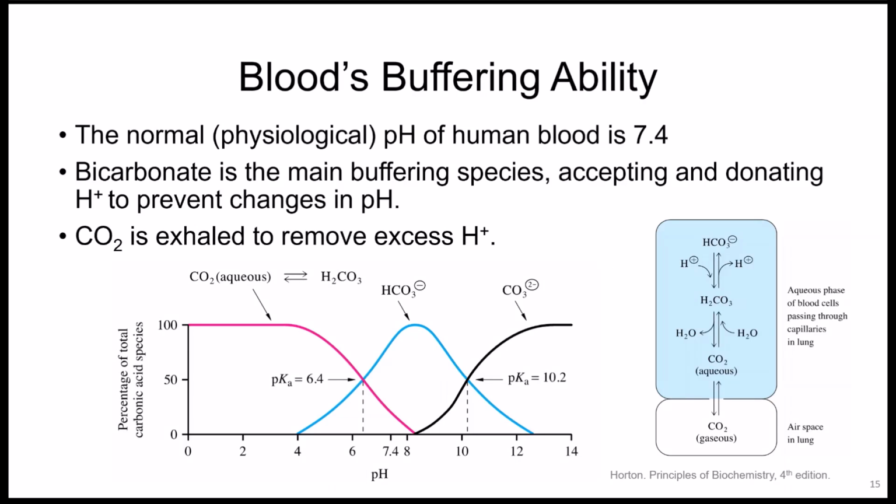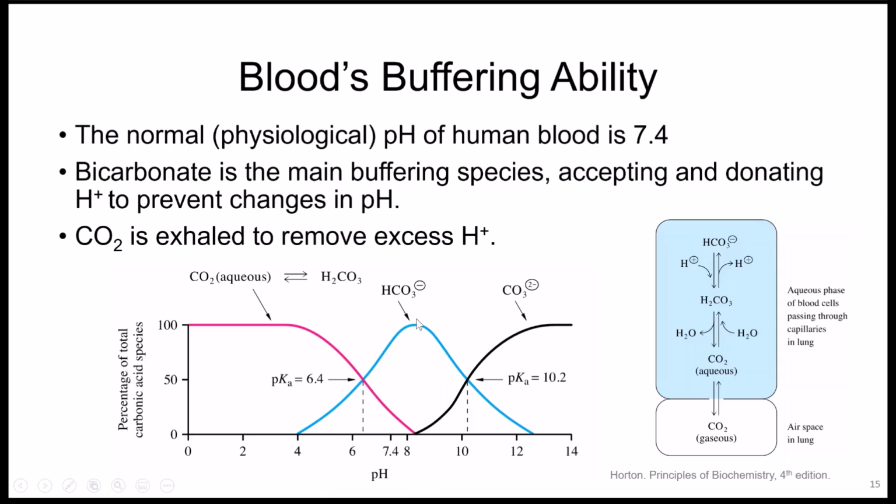Your blood has a very important buffering molecule called bicarbonate, or HCO3-, which has the ability of maintaining the pH around 7.4. This graph shows the percentage of buffering molecules present at different pH values. So at physiological pH, roughly 7.4, there are lots of bicarbonate molecules that can either accept or donate protons.